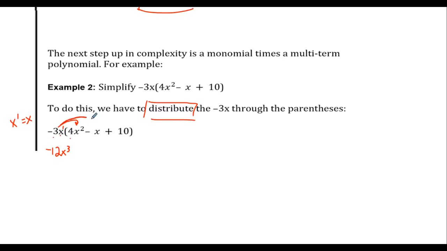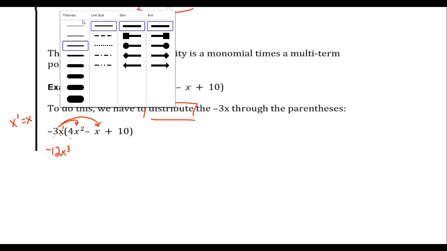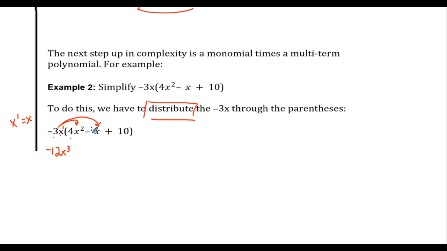And then I say negative 3x times negative x. Well, again, I've got some understood numbers there. I've got a little understood 1. So negative 3 times negative 1, that minus 1 becomes negative. Negative 3 times negative 1 is positive 3. X times x, again, I have an understood exponent of 1. X times x is x squared.